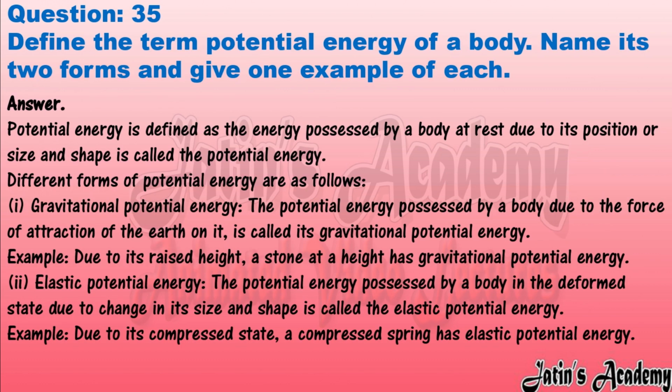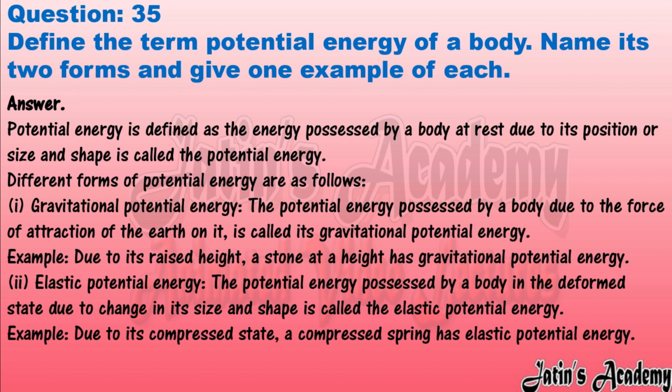Question 35. Define the term potential energy of a body. Name its two forms and give one example of each. Answer. Potential energy is defined as the energy possessed by a body at rest due to its position or size and shape. Different forms of potential energy are as follows. First, gravitational potential energy, the potential energy possessed by a body due to the force of attraction of the Earth on it, is called its gravitational potential energy.